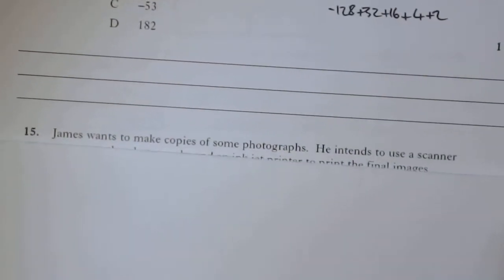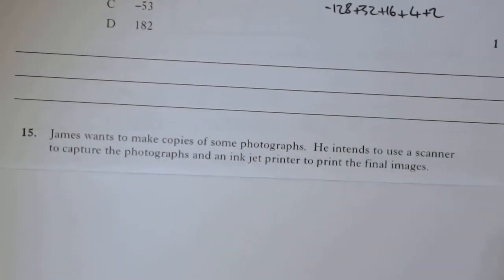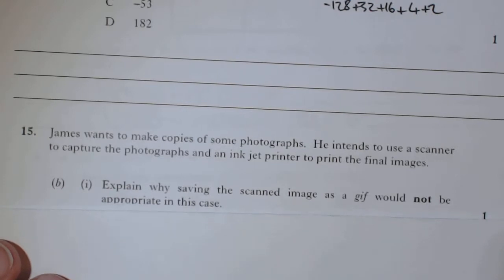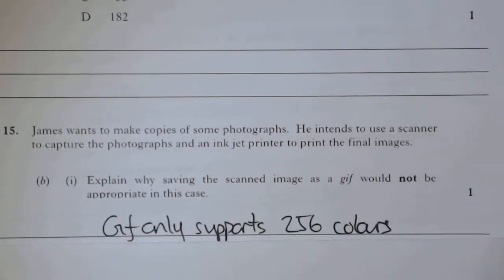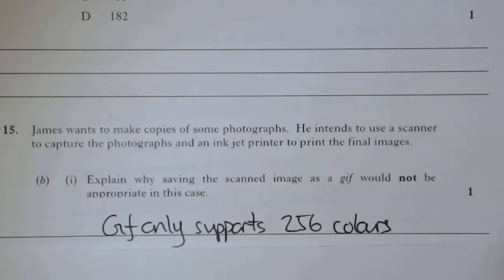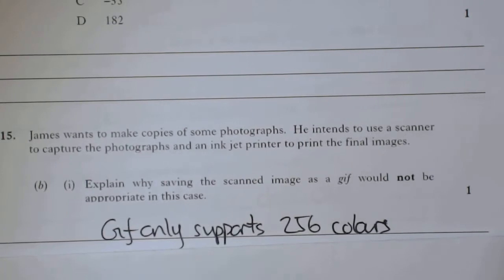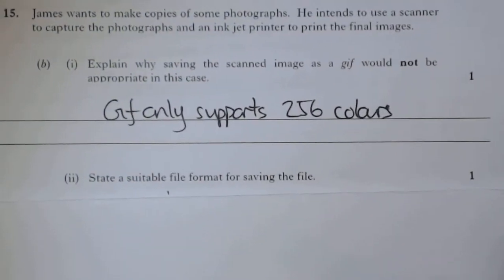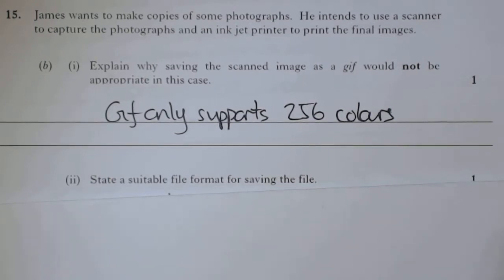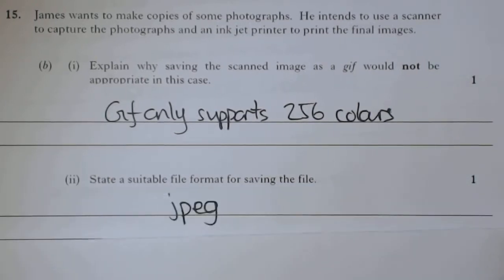Right, here's another wee scenario. James wants to make some photographs and he's going to use a scanner. Explain why using GIF would not be appropriate. Well, GIF only supports 256 different colours, so that's obviously not very good if you've got a photograph, so the quality won't be that good. Asking you to suggest a suitable format, well, JPEG.